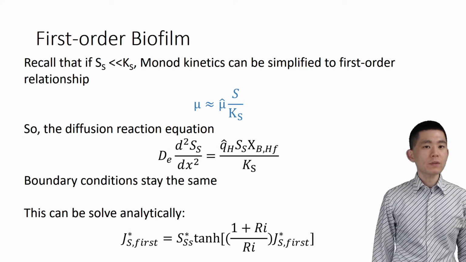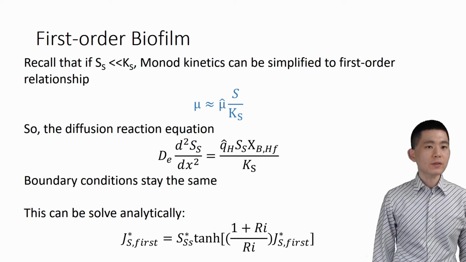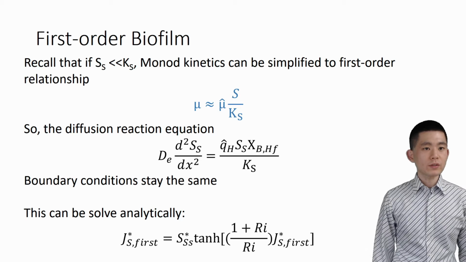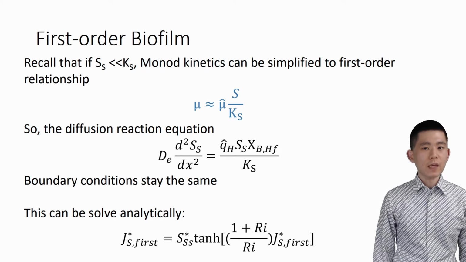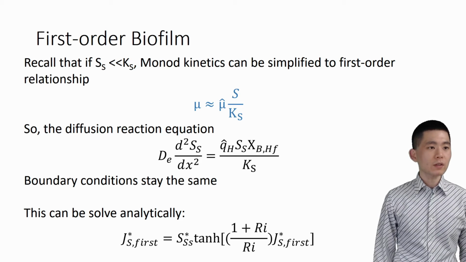As we have covered before, if the substrate concentration is far lower than K_s, we can approximate the Monod equation as a first-order relationship. Then, the diffusion reaction equation becomes a linear second-order differential equation, which can be solved analytically. Solving and transforming that, we can get the expression for the dimensionless flux.